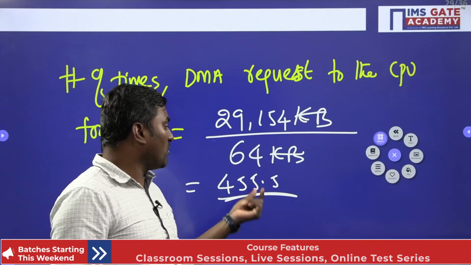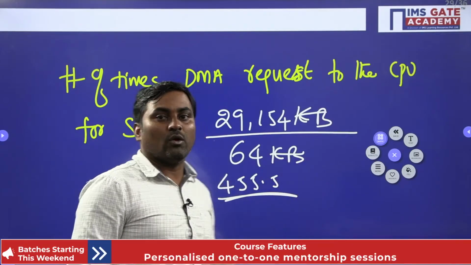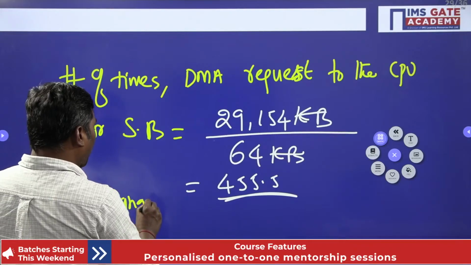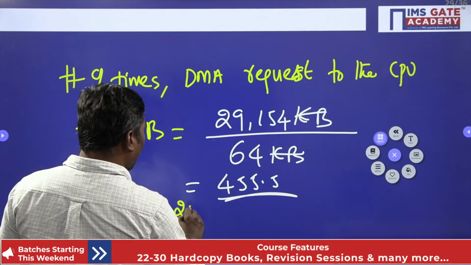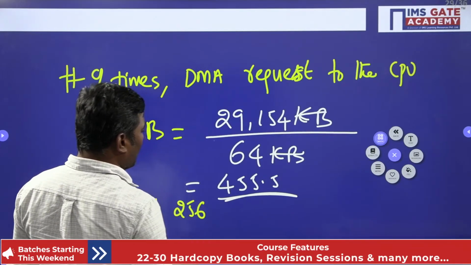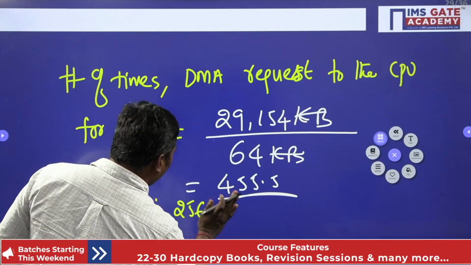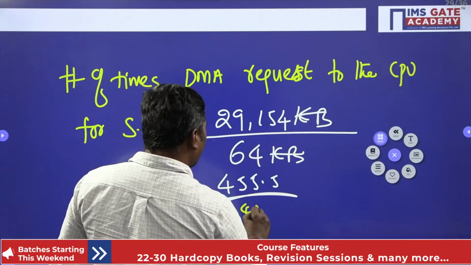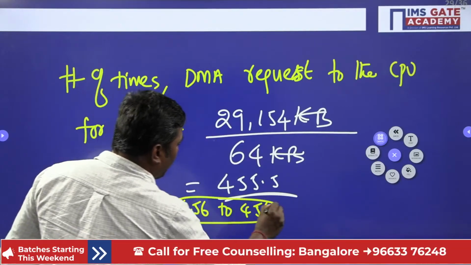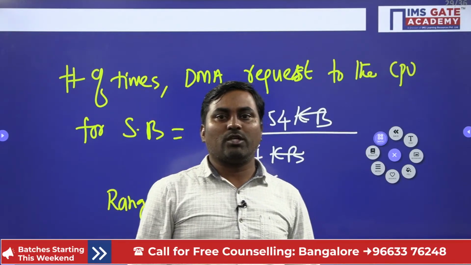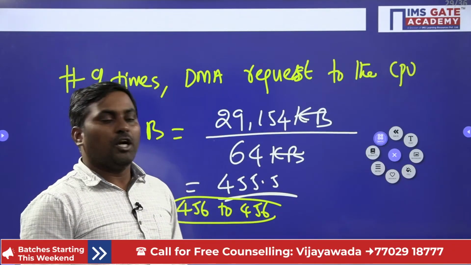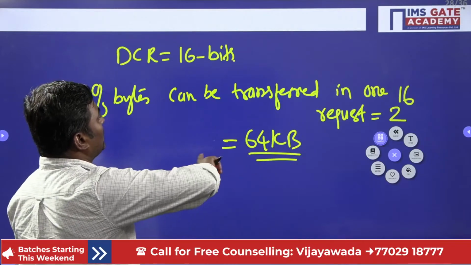In the last request, about 50% of the file will transfer. So definitely you would understand. So the number of times the system bus needs to be inquired is 456. 456 is the answer. This is a numerical type question. 456 is the correct answer for this question. I hope you understand the DMA part.